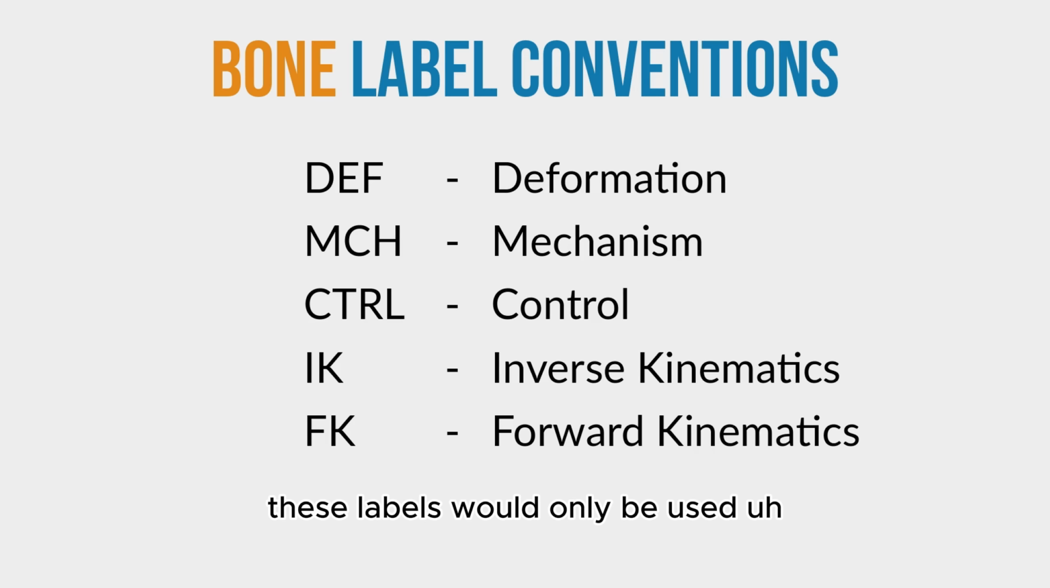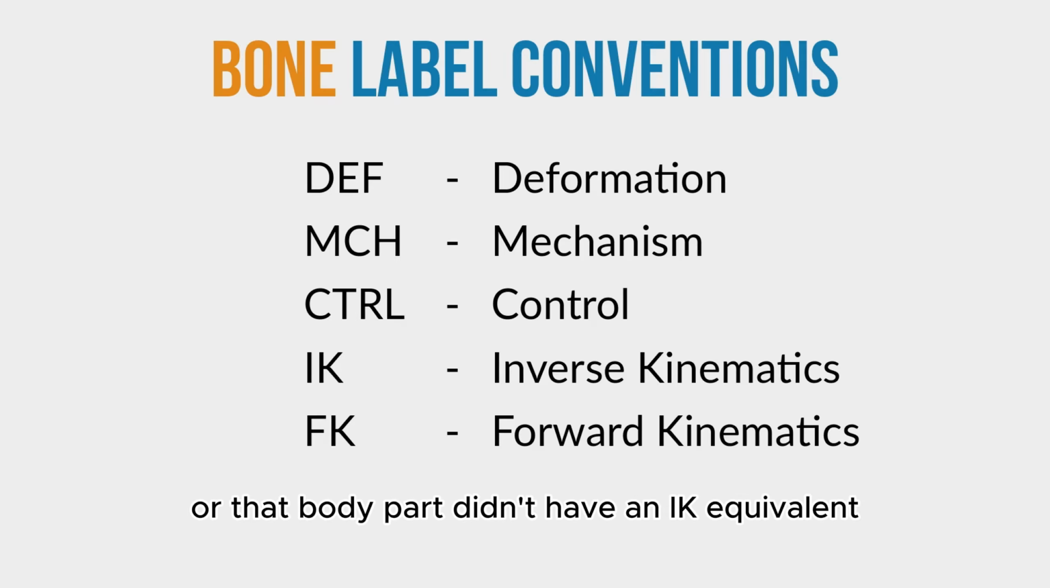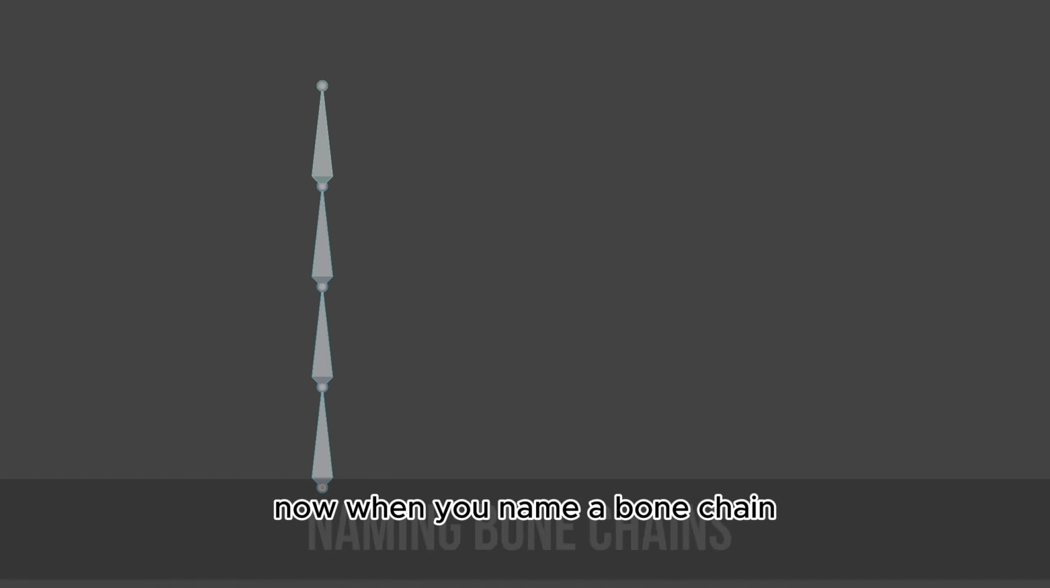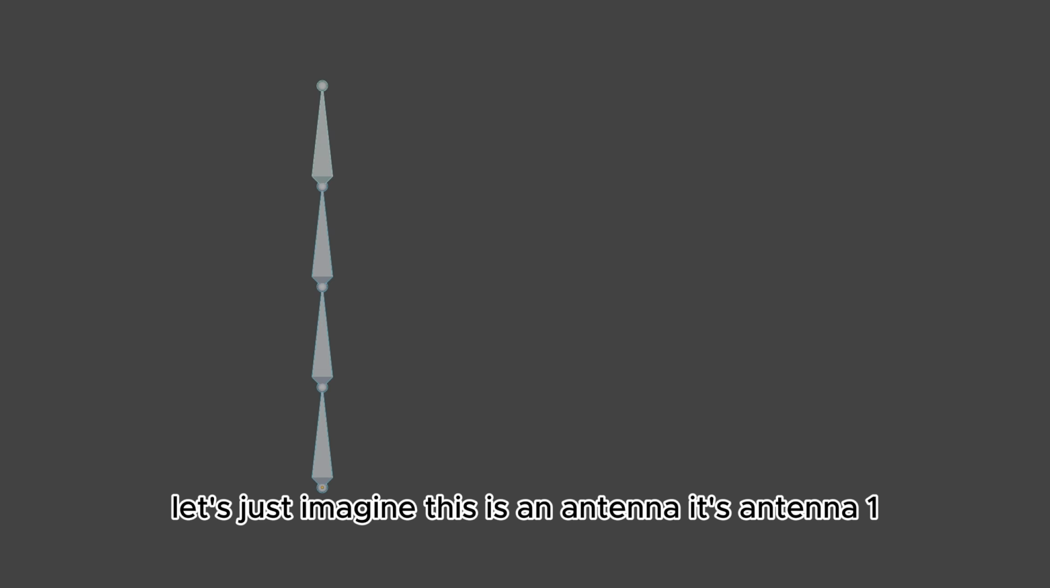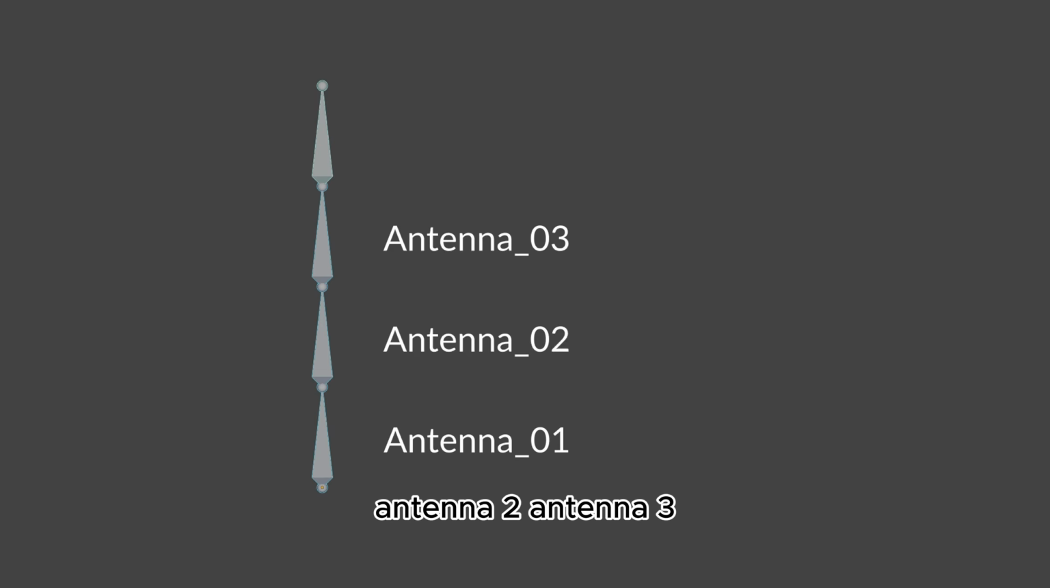However, these labels would only be used when you have a limb that can switch between the two modes. It would be redundant to label everything with the FK label if that part or that body part didn't have an IK equivalent. Now, when you name a bone chain, what I like to do is give it a numerical number working from the start of the chain to the end. Let's just imagine this is an antenna. It's antenna 1, antenna 2, antenna 3, antenna 4.